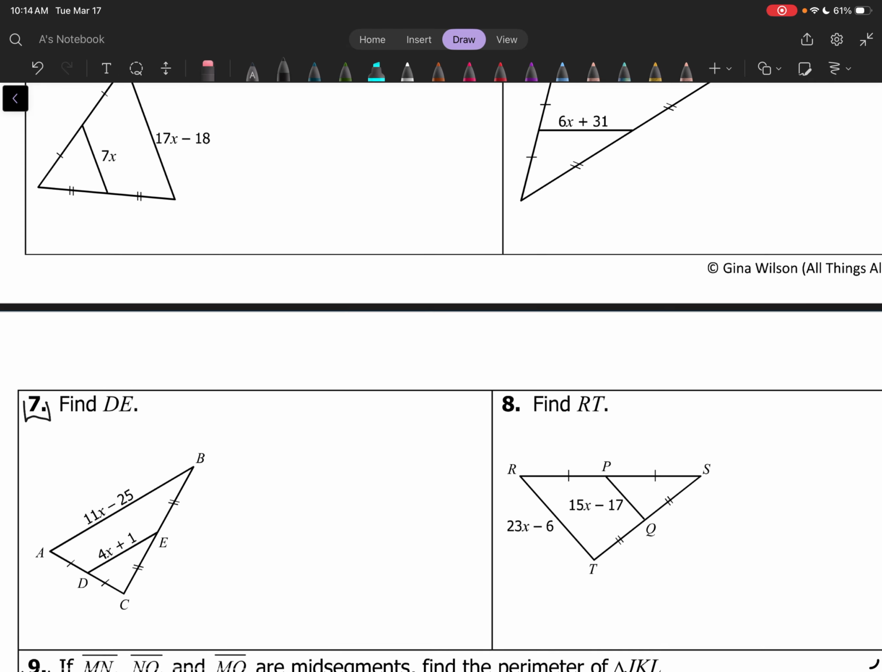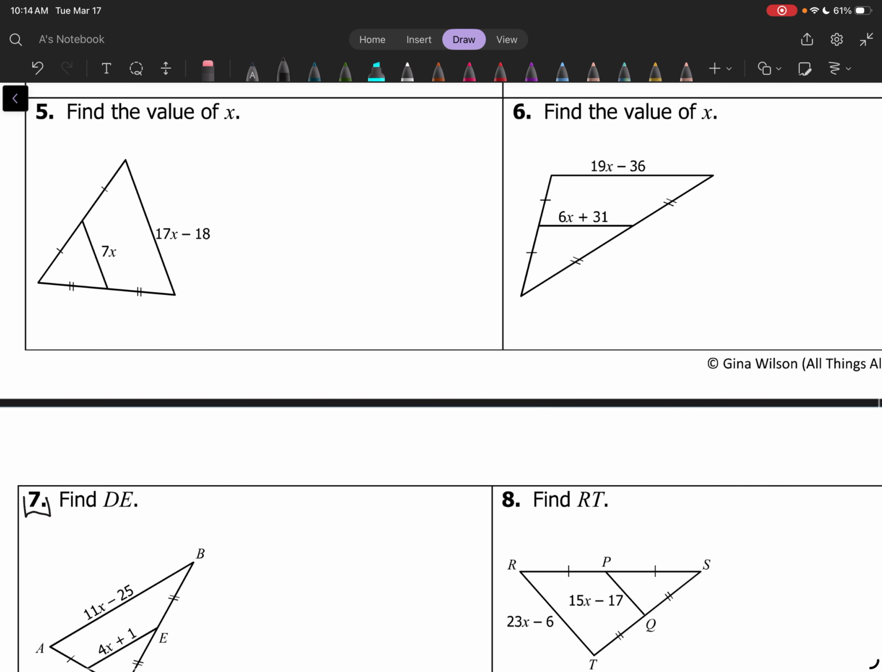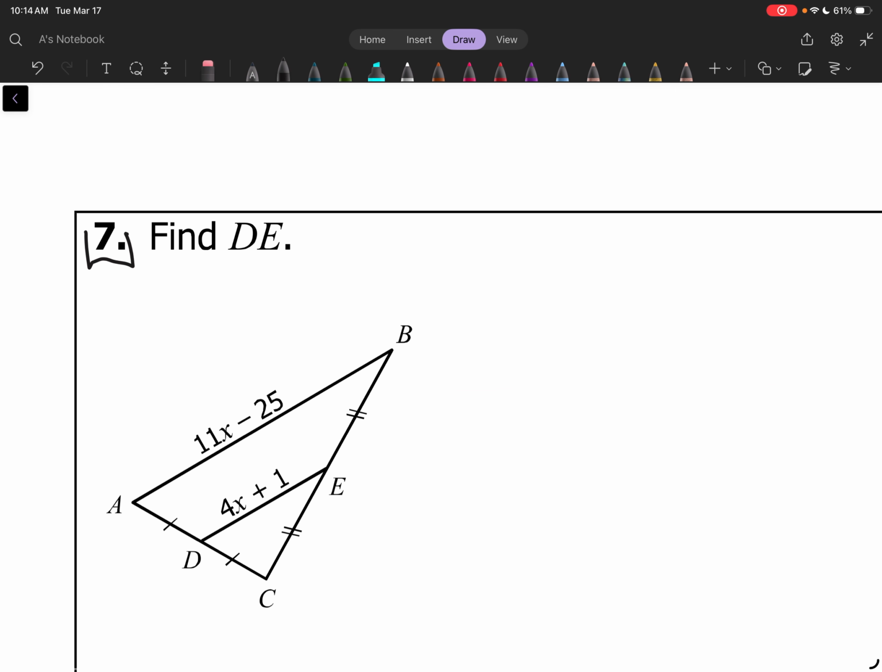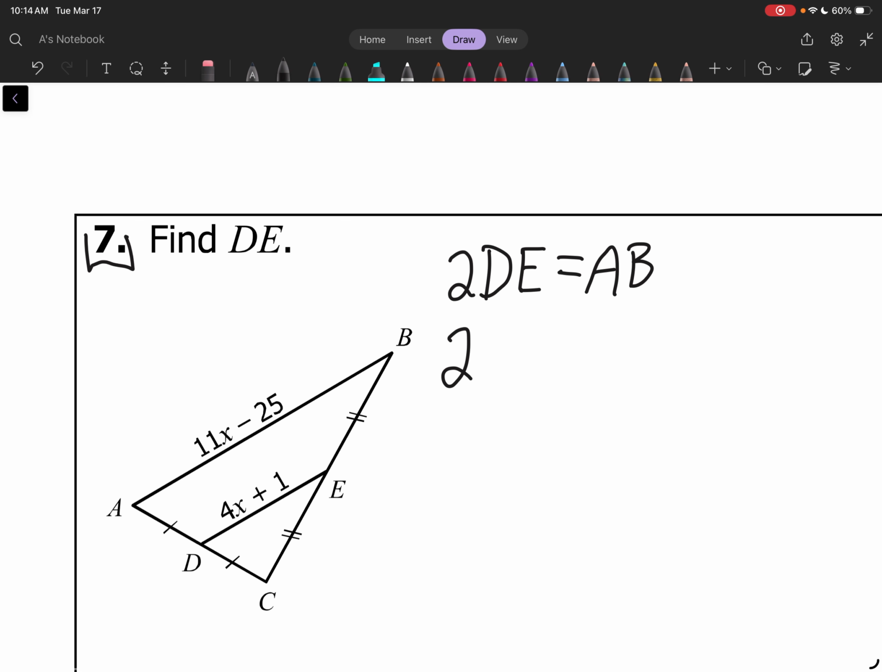Now for 5 and 6, I want to show you number 7 as an example. Number 7 says, find the length of DE. So, I know that DE and AB are correlating to one another, and I know that 2 of my DEs will give me 1 AB. My DE is 4x plus 1, and my line segment AB is 11x minus 25.